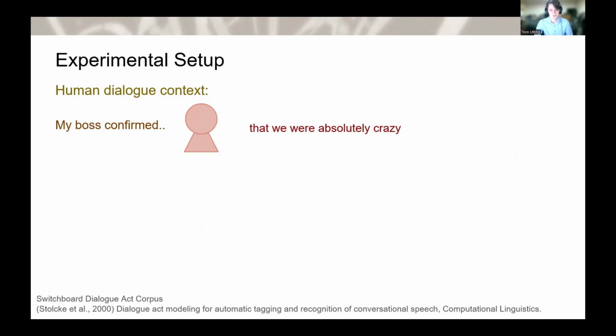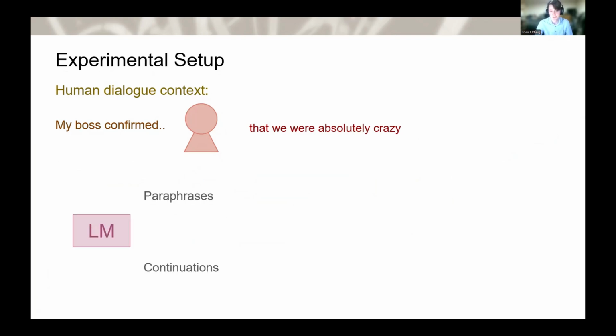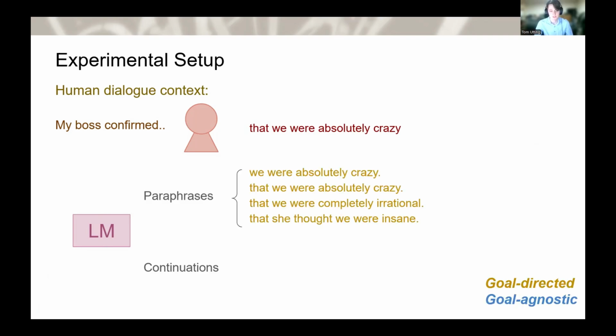For our experimental setup, we extract utterances from the Switchboard corpus, a corpus of real human dialogues with high-quality transcriptions. We then split each utterance at the matrix verb. This gives us two parts, the preceding context and the human continuation. Then, conditioned on the start of the sentence and some preceding dialogue context, we use GPT-4 to generate alternate continuations in two ways. To generate goal-directed alternatives, we paraphrase the original continuation. This preserves the speaker's intended meaning, but varies how that meaning is expressed.